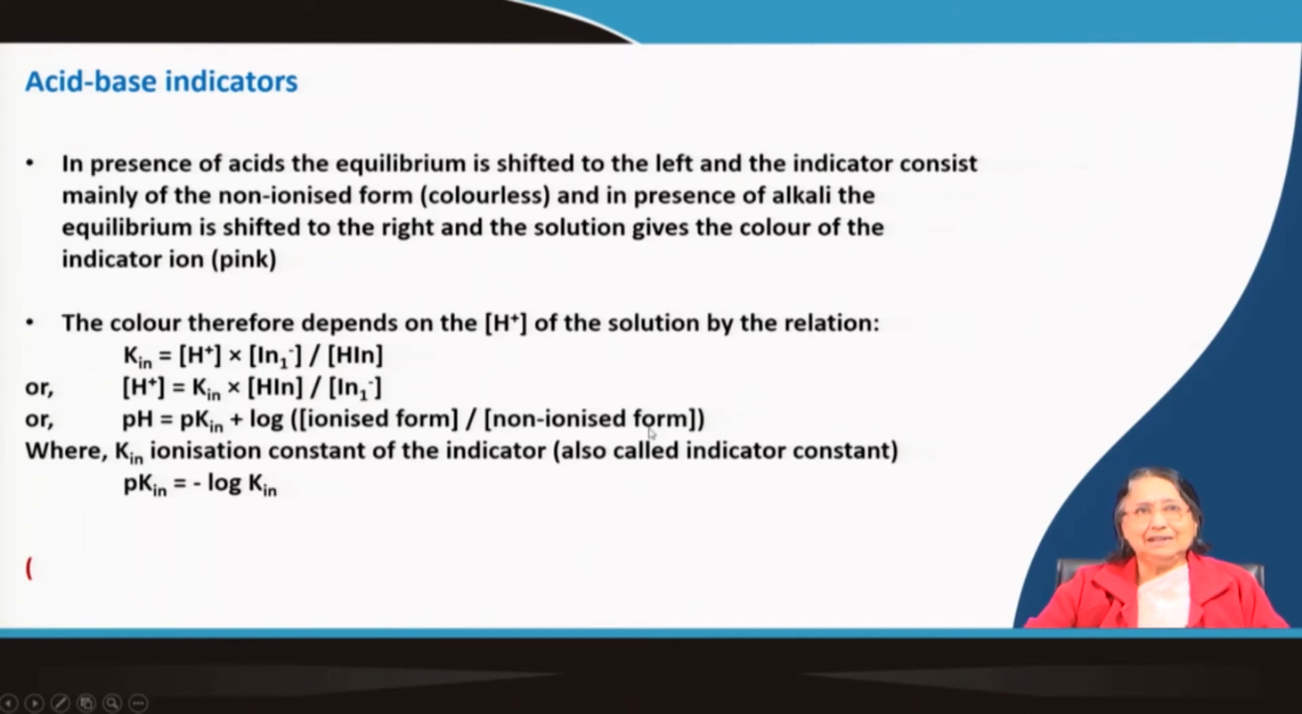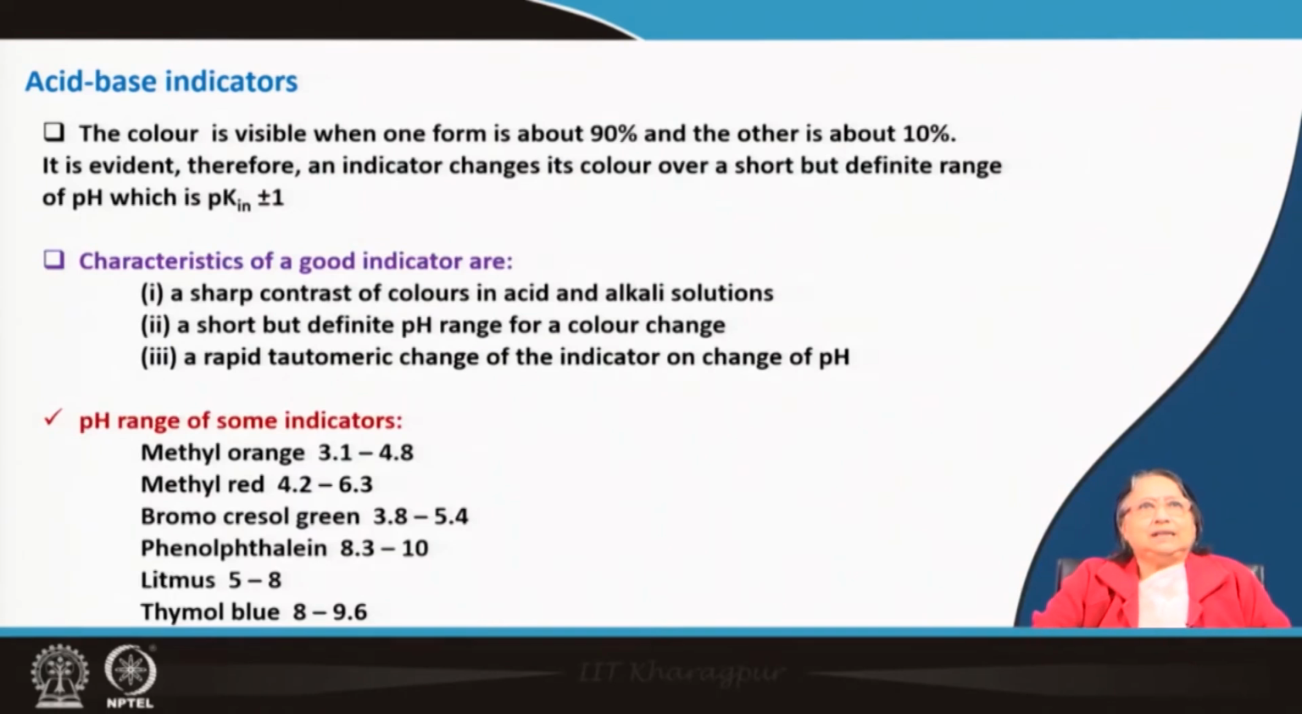You will find the similarity with the acetic acid buffer solution, where K indicator is the ionization constant of the indicator, also called the indicator constant, and pK indicator is nothing but minus log of K indicator.